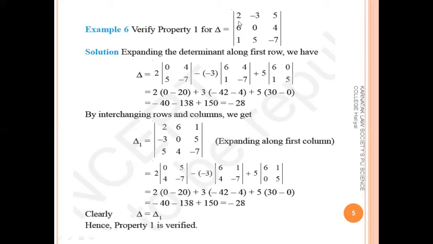Again, delete the row and column containing that element. You'll get 6, 0, 1, 5, and you get the answer as minus 28. Here again we need to change the first column into the first row, interchanging the rows and columns. If you interchange and expand along C1, you will get the same answer. Hence, in this way we prove property 1.